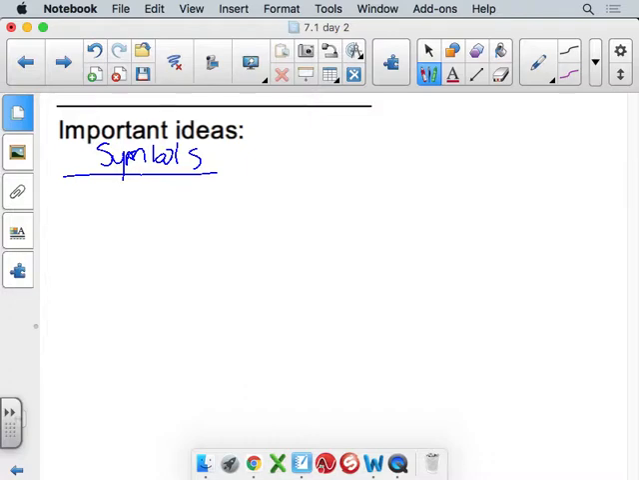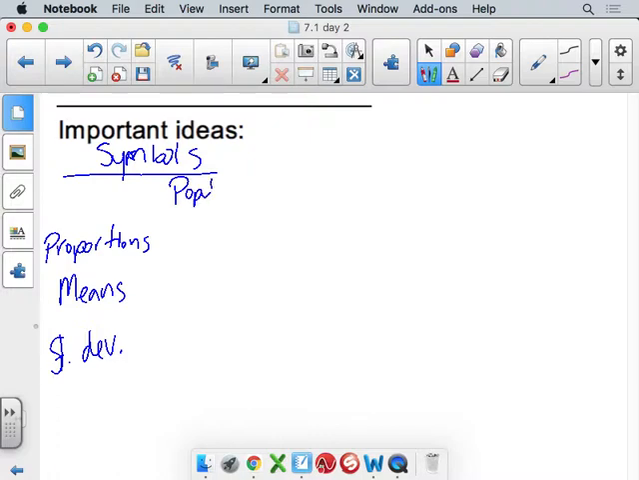All right, I'll give myself some room here. So we're going to do some symbols for proportions, means, and standard deviation. And I'm going to do the symbol for your population and a sample. This is taking up more room. Okay, so what's the symbol for our population for a proportion?